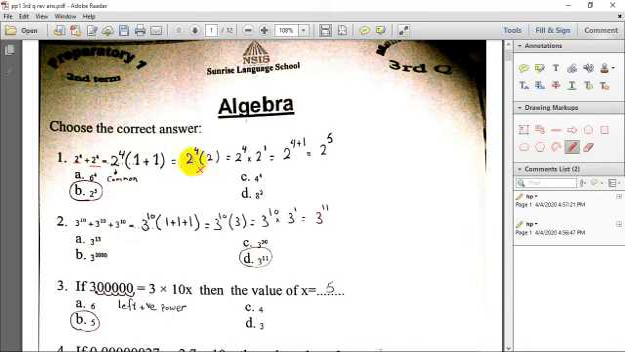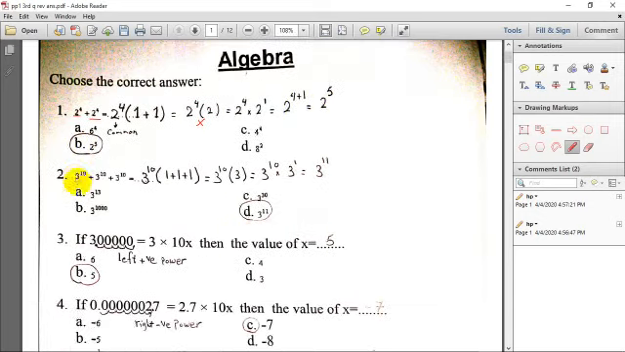Okay, very good. So 2 to the power of 4 times 2. So it's meaning 2 to the power of 4 times 2 to the power of 1. Of course, no power means 1. So it's 2 to the power of 4 plus 1, 2 to the power of 5. So your answer will be B.